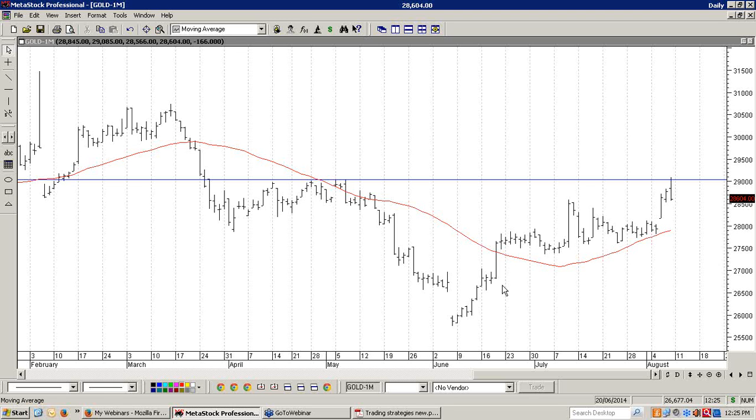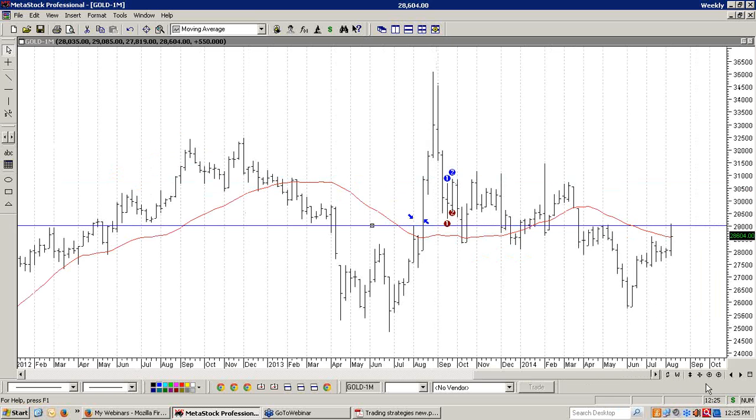So as you can see, gold is taking the support of that 35-day moving average and has touched the very short-term resistance level which was placed at around 29,000 on the intraday charts. Now let us see the weekly charts of that particular stock.